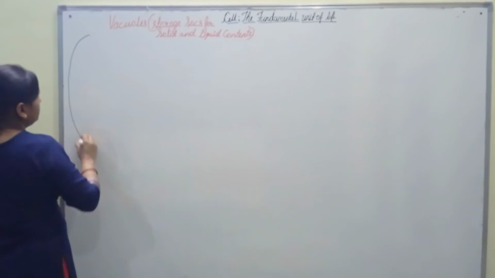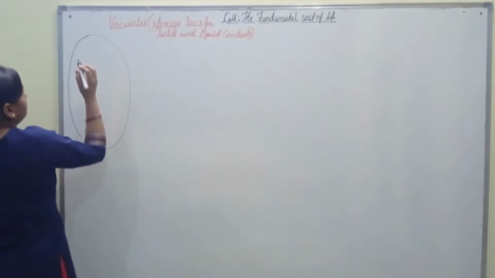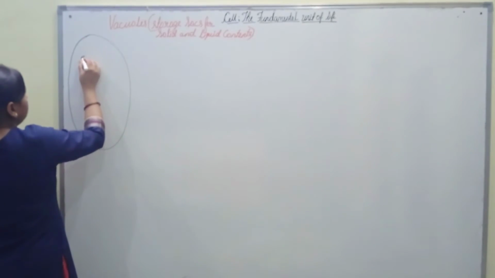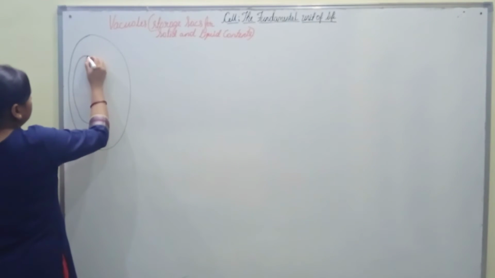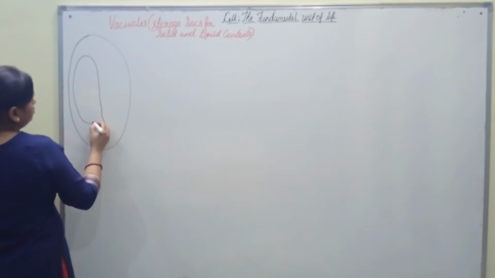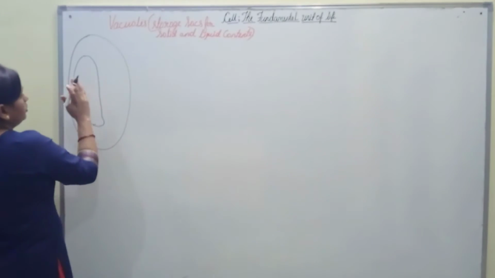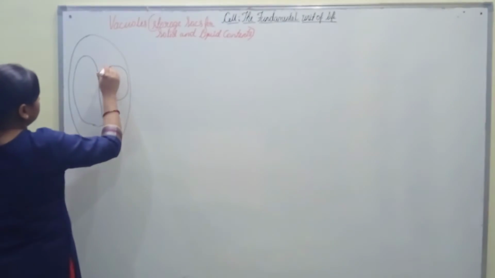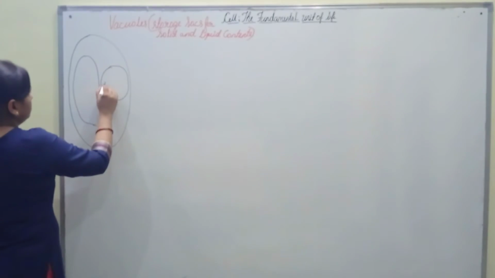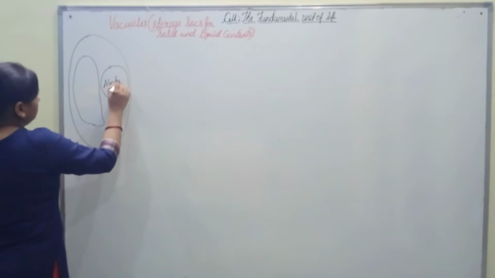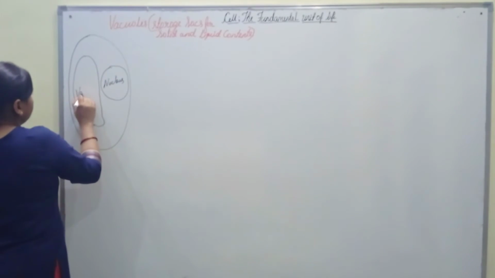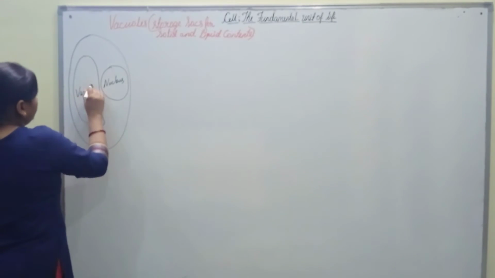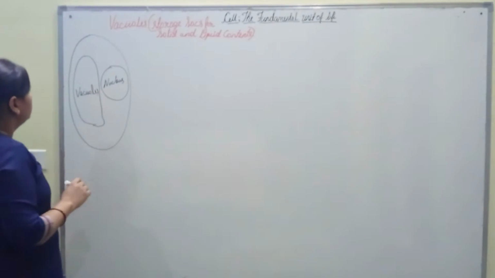Suppose if this is the cell, this is the large and prominent vacuole. Because of its large size, it pushes the nucleus towards the periphery. This is the nucleus and this is the large vacuole.